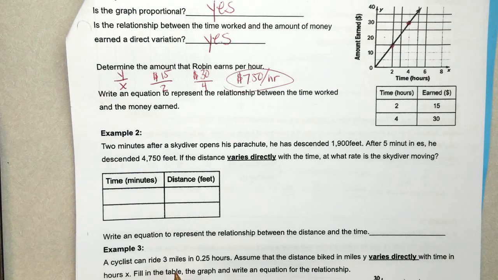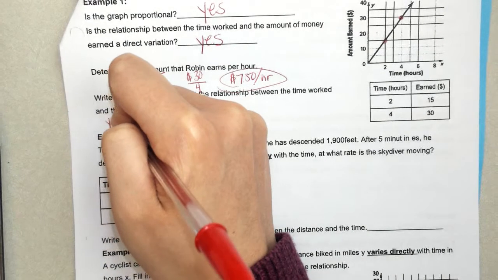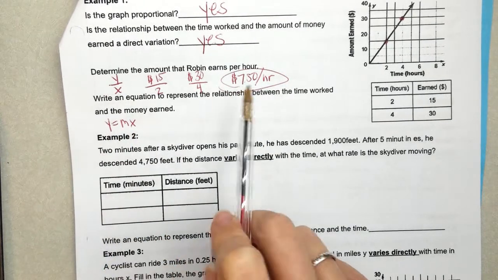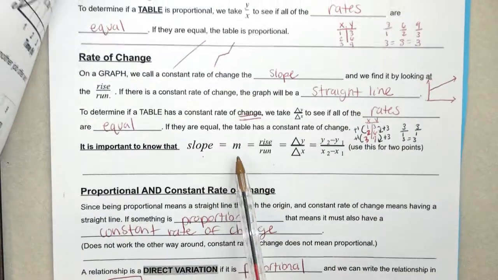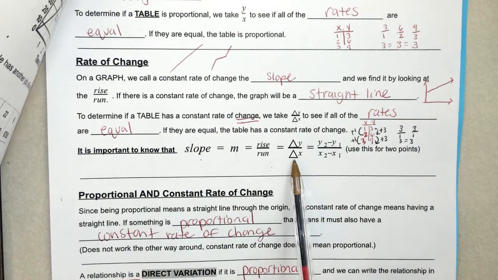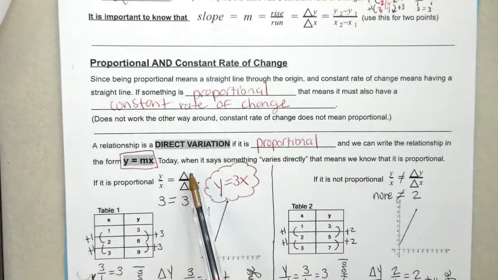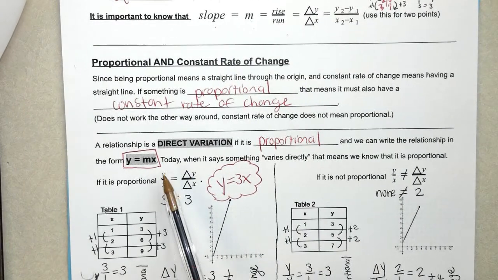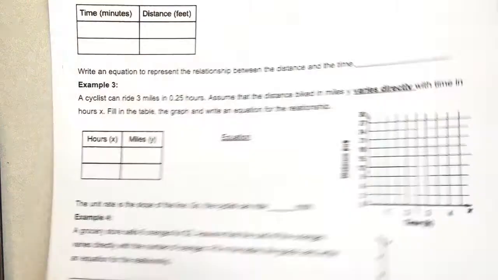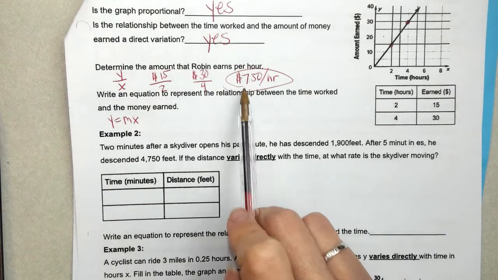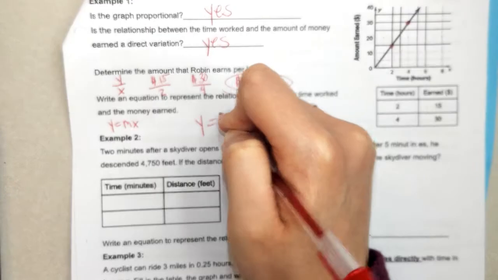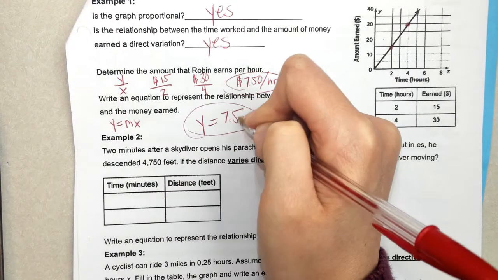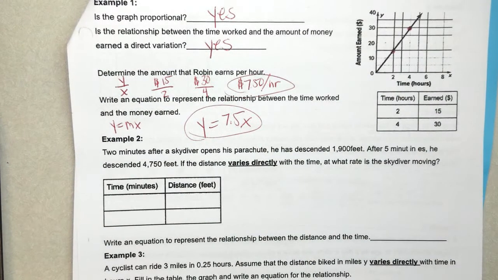Now it says write an equation to represent the relationship between the time worked and the money earned. Remember, we already said the equation will always be in this format. And we know what m is. We found it. Remember, our m is the same thing as change in y over change in x, but in this specific case, our change in y over change in x is the same as y over x. So you could do it either way and get the same answer. So we know our m is going to be 7.50 because it's going to be the same thing as y over x. So that means our equation is y equals 7.5x. You could include the 0 there, but we technically don't need it as we write that equation.